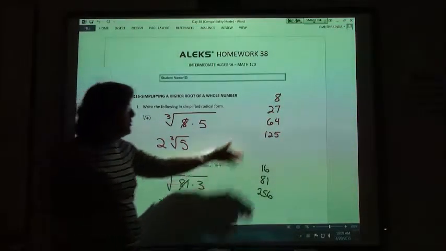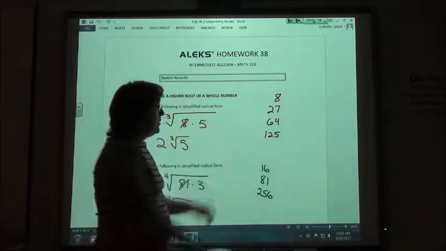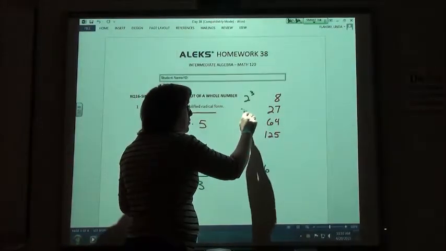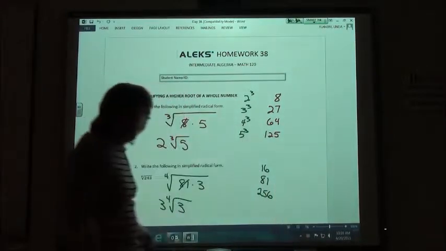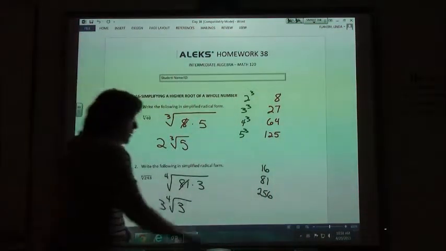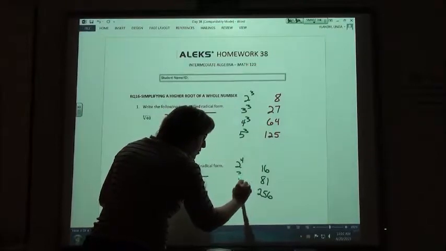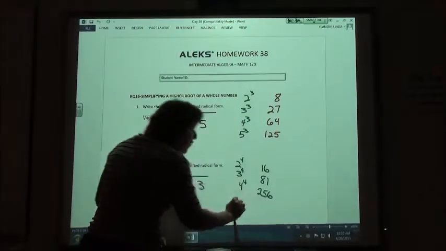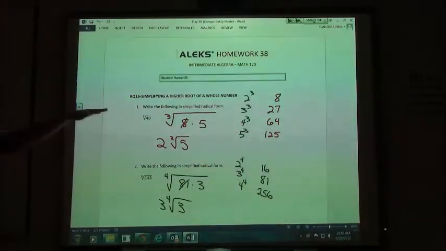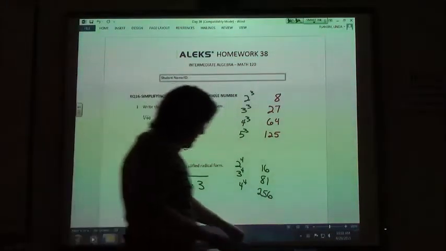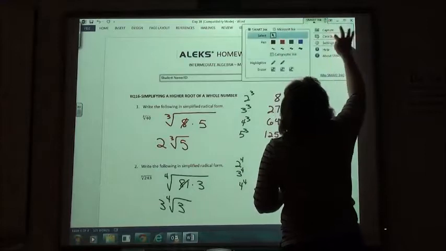So for my cubes, I'd want to think about these numbers. That would be 2 cubed, 3 cubed, 4 cubed, 5 cubed. And if you needed to, you could add to your list. For fourth powers, 2 to the 4th, 3 to the 4th, 4 to the 4th, and if you needed to, you could keep your list going so that you know what factors you have to use when you're trying to divide it out. Number 3 is going to be fifth roots.